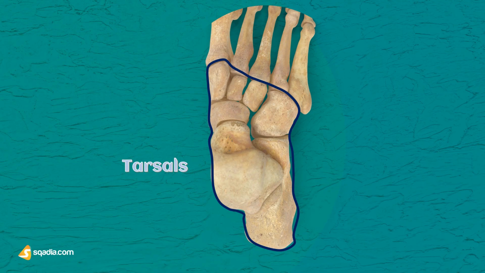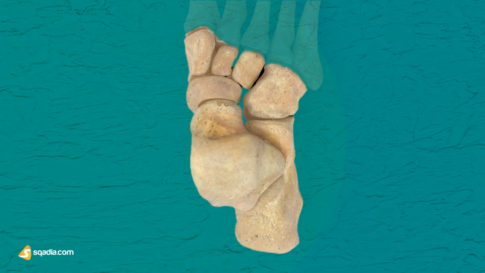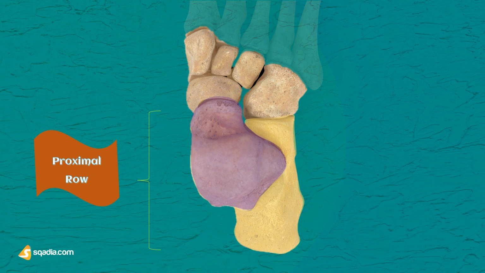These bones are further divided into 2 rows. The proximal row contains 2 tarsal bones. These are the talus and calcaneus bones. Together, these form the heel area in the hindfoot.